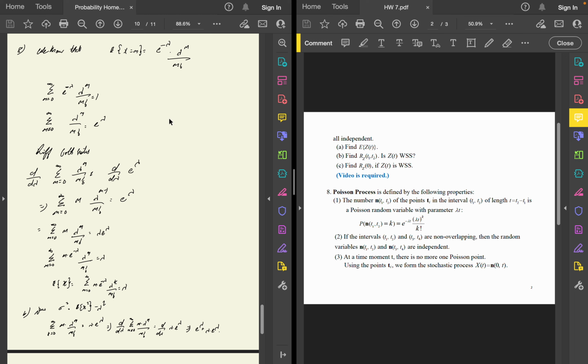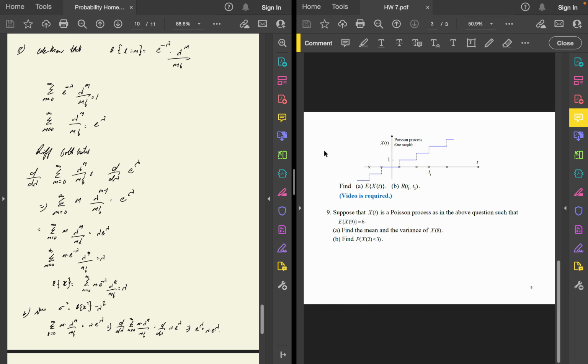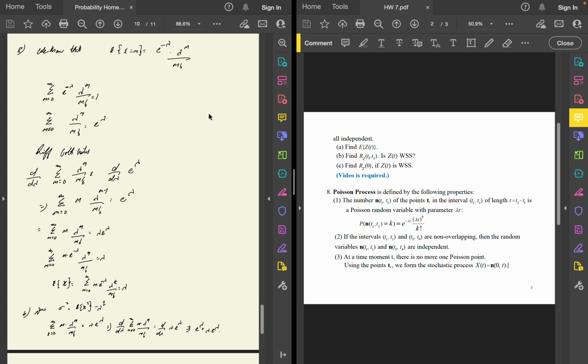Moving on to what we are trying to solve over here: we need to find what is E of X of t and what is R(t, t1, t2). E of X of t. So we are given that R. This is basically the Poisson process where, instead of using the letter k, I use the letter m in this case. Now what we're trying to do is solve the equation.